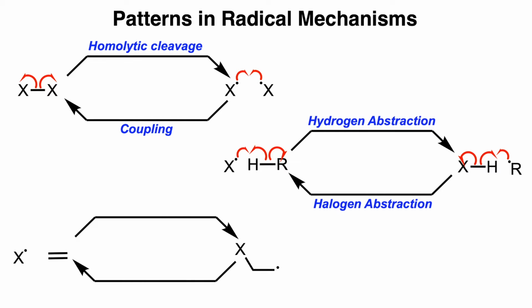Fifth, addition to a pi bond is when a radical adds across a pi bond and generates a new radical species. And the last pattern is elimination. If the carbon radical was labeled as the alpha position, a double bond forms between the alpha and beta positions. This would result in a single bond at the beta position being cleaved, causing the molecule to break into one alkene and one radical species.